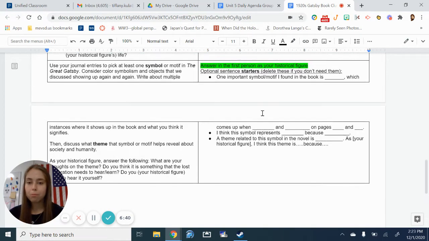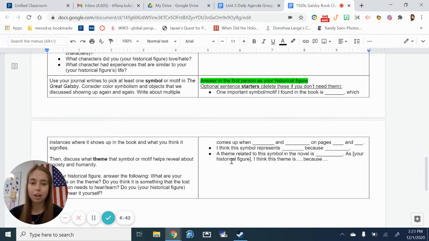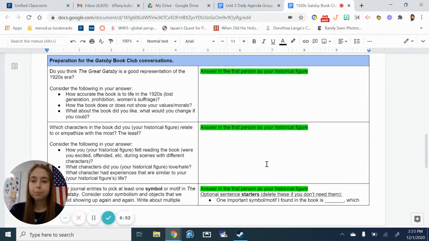For this last question, because we know there's a lot here to unpack, we've got a few sentence starters that you can use to help get you started. You don't have to use these, they're optional, but I think they're pretty helpful if you want to use them.